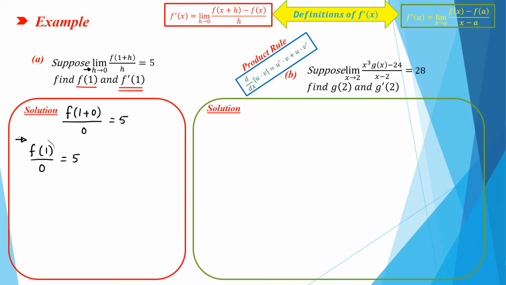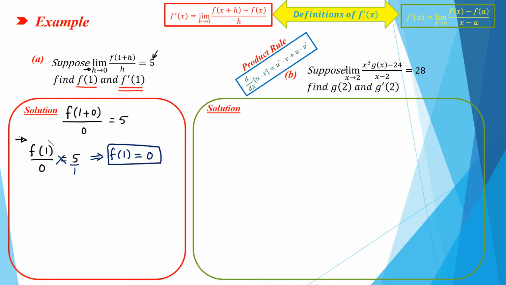Now if f of 1 equals a number not equal to 0, then it will be like 3 divided by 0, which is undefined. So the answer will be infinity or negative infinity. Since the limit equals 5, which is a number, the direct substitution inside the limit must be 0 over 0. So you can use cross multiply. You'll get f of 1 times 1, which is f of 1, equals 5 times 0, equals 0. So this is the first part of our question.